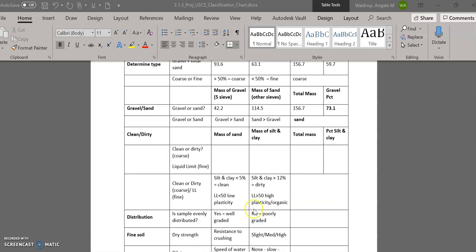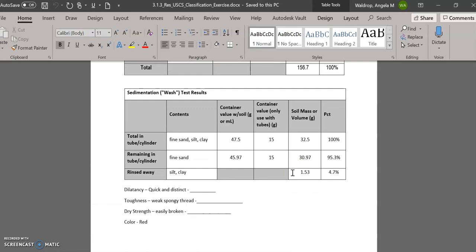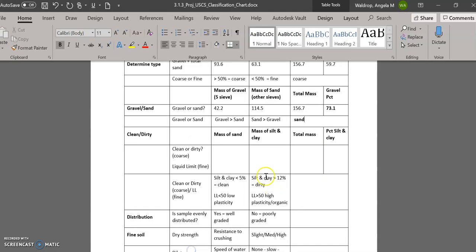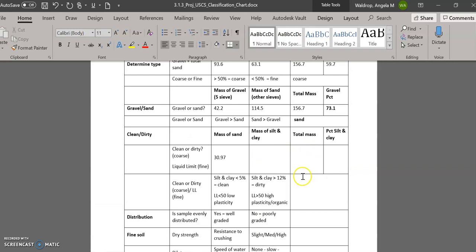Now for this next section, we need to use the wash test results to tell if the soil is clean or dirty. So we'll go over here and we'll scroll down to the wash test. We take the mass of our sand, which is 30.97, and we're going to place that here. The silt and clay, which was dissolved from the wash test itself, was 1.53. So we are going to place that here.